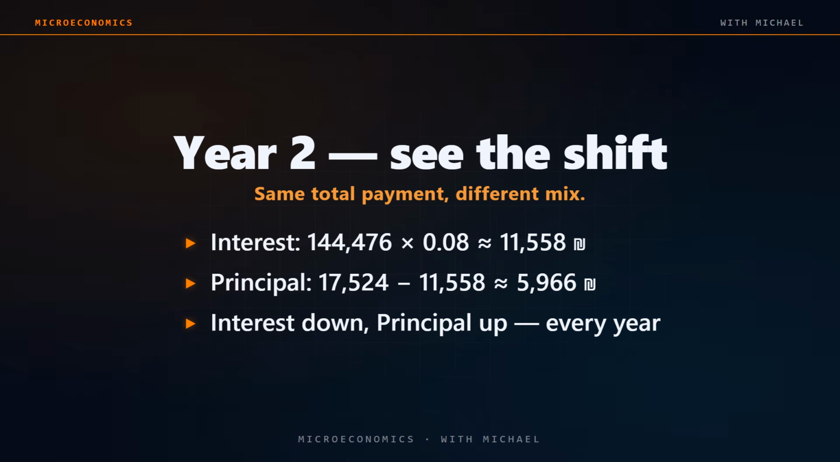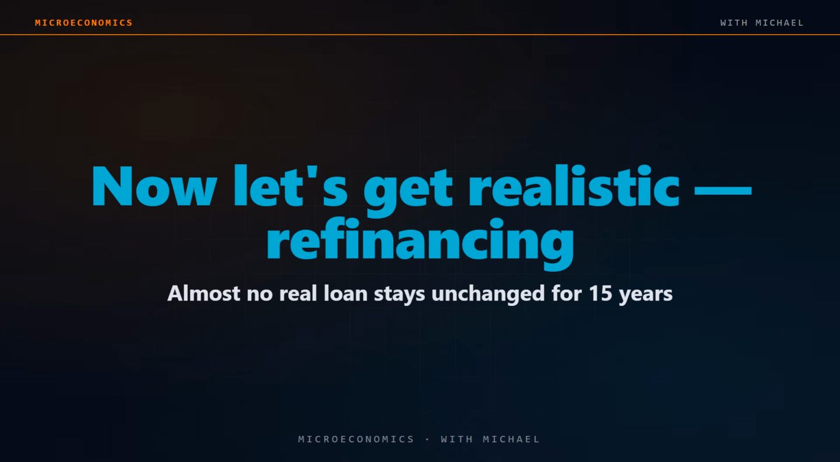Suppose 7 years have passed. The company has made 7 routine payments of 17,524 each. There are still 8 years left on the original schedule. The company decides to refinance. The first thing we need to know is, what is the outstanding balance at the moment of refinancing?